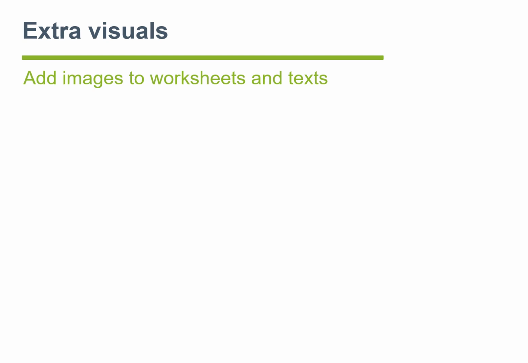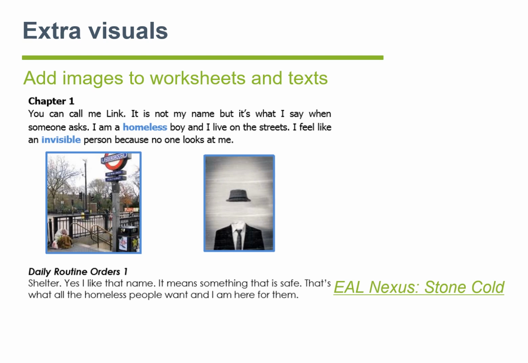We can also add images to the resources themselves. For instance, we could add photos or illustrations to show our learners what particular words, such as keywords, mean. On the left here, we can see such an example in one of our EAL Nexus resources. In the summary of several chapters of Stone Cold, a book by Robert Swindells, often taught in Key Stage 3, the keywords printed in blue have their image equivalents throughout the resource.